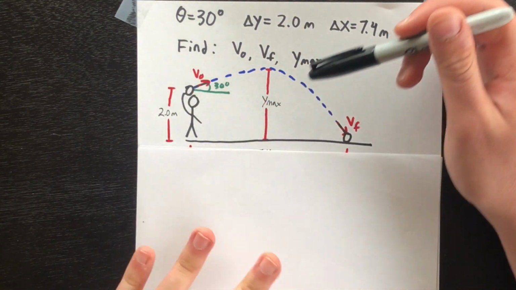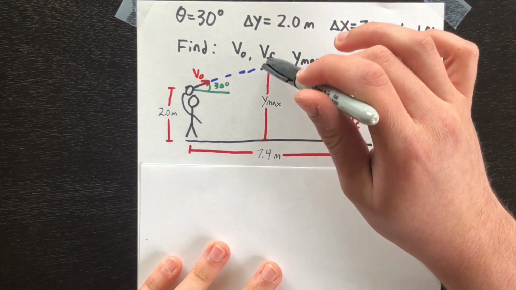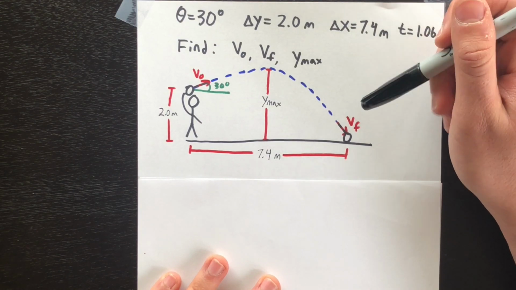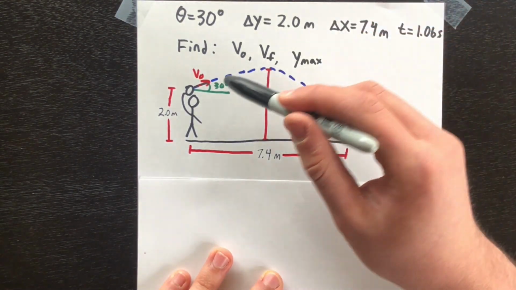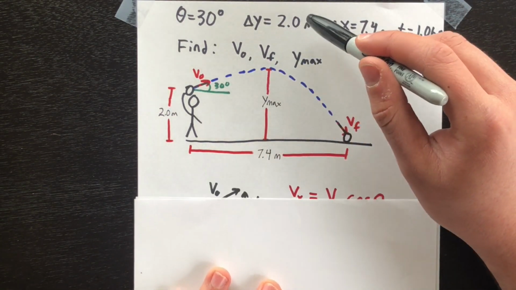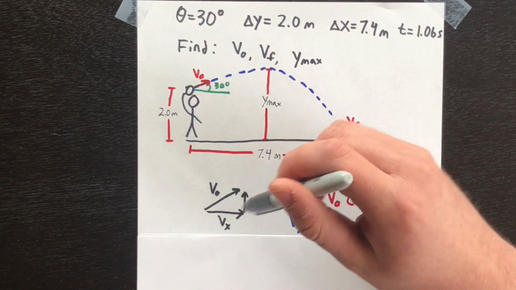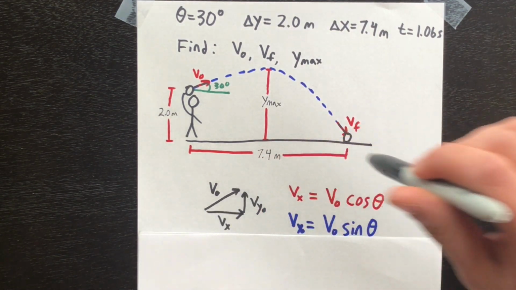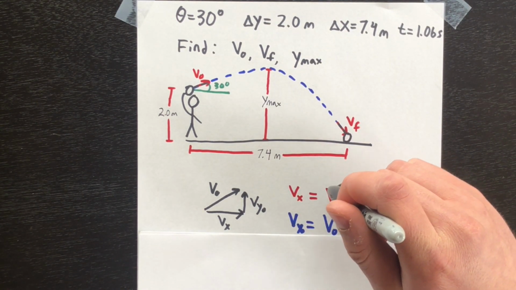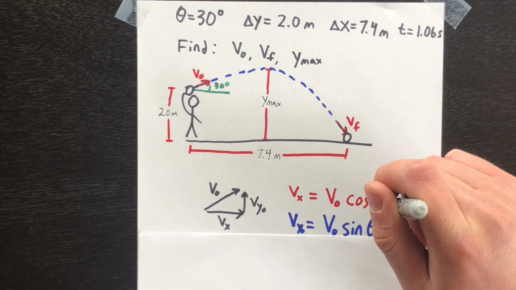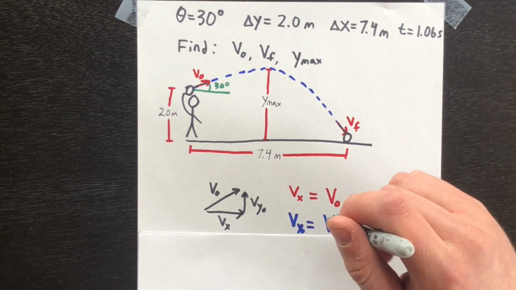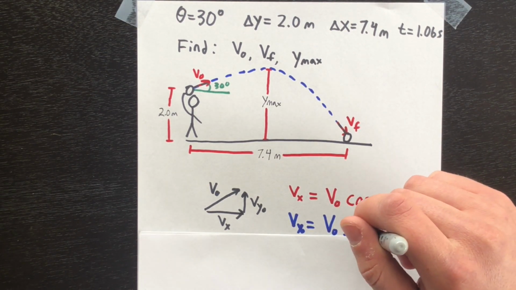So we got our 2 meters, 7.4. We know at some point it hits a maximum height. It's launched at 30 degrees. So the first thing that we need to do is figure out the components of the velocity. Since this velocity has an angle to it, we can split it into the horizontal component and the vertical component using vector addition. And now we get to use some trig. The horizontal component is going to be the initial velocity times the cosine of the launch angle, and the vertical velocity initially, it does change, is the initial velocity times the sine of the launch angle.